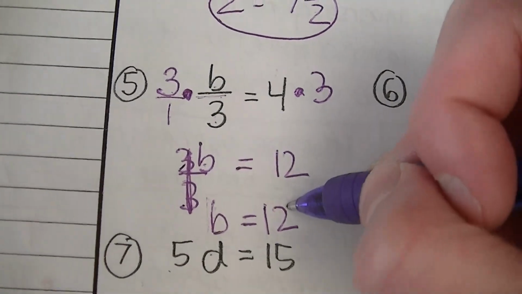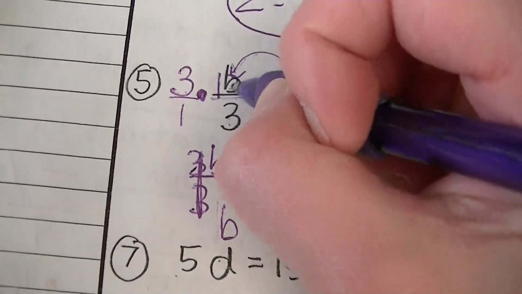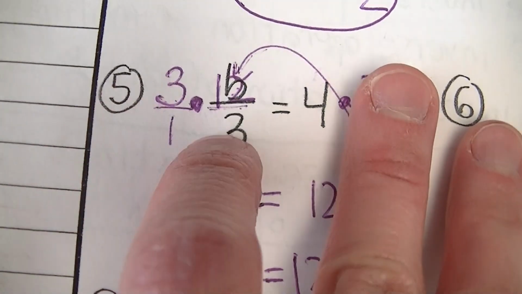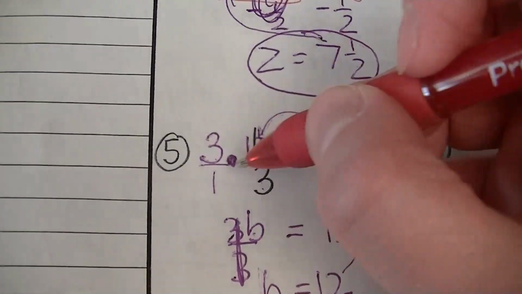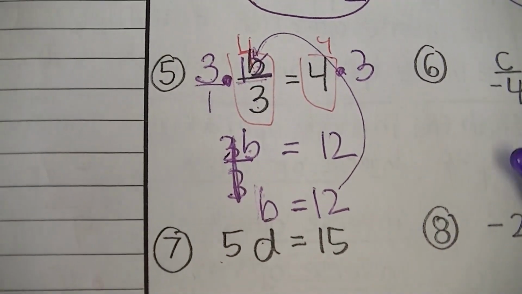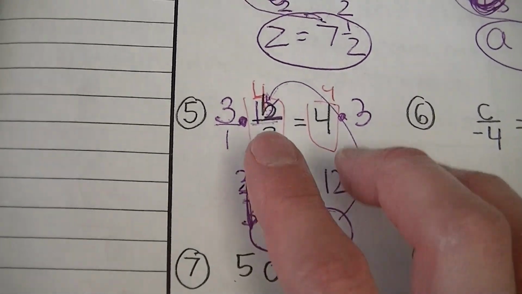So now let's substitute it in to make sure we're right. So the original problem. I'm going to put a 12 right there. 12, ignore all that other junk. 12 divided by 3 is 4. And that's what that side equals. So this side equals 4, and this side equals 4. So that's the correct answer. The value of b is 12. Now that was a little bit tricky.